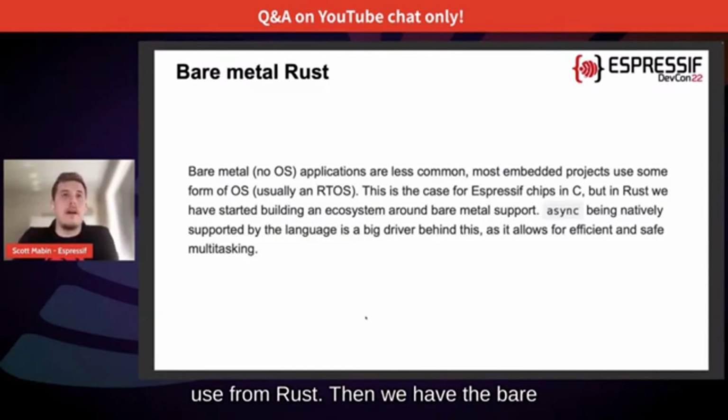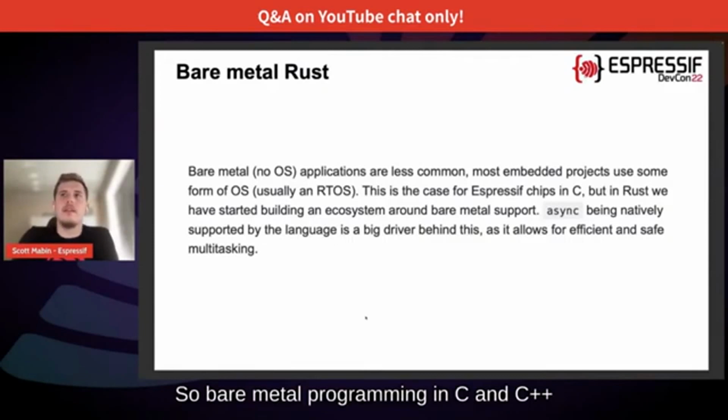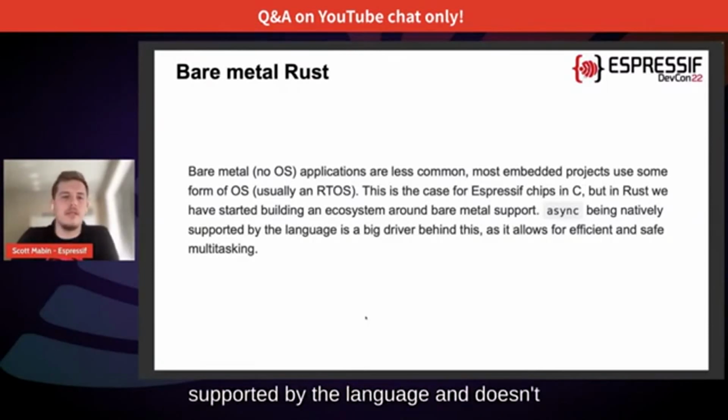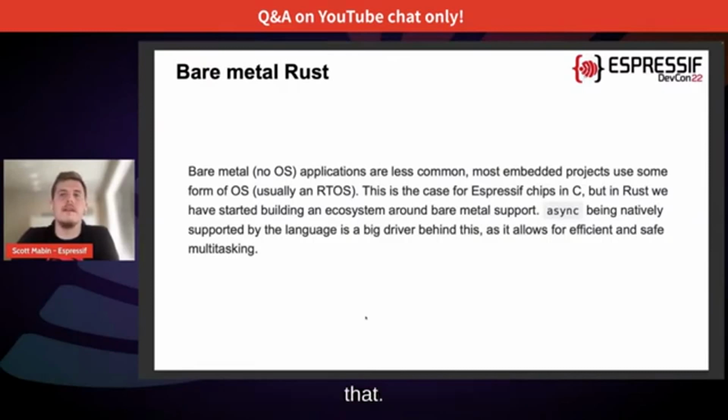Then we have the bare metal approach. So bare metal programming in C and C++ isn't particularly common, and I would say especially so for these chips. I haven't seen any conscious effort for programming in bare metal in C for our chips. It may exist, but in Rust we're trying to support this, and one of the main reasons is the fact that async is supported by the language and doesn't require any allocations or anything like that.